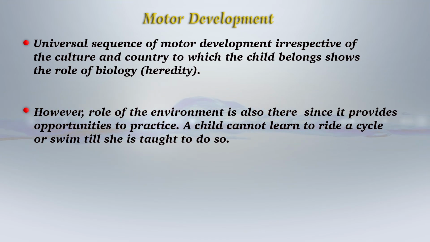So let us say that by around 4.5 years a child is ready to learn how to ride a tricycle. But unless the child has a tricycle, he is not going to learn. Similarly, a child may be ready to learn swimming, but unless the child has been taught how to swim, the child cannot learn swimming. So environment has the role in the sense that it provides opportunities to practice. This is the role of heredity and environment in motor development.